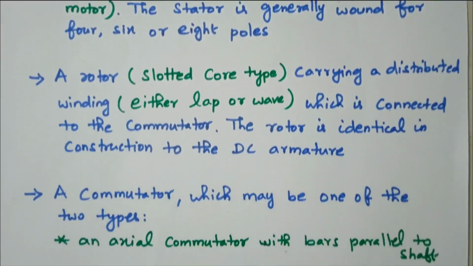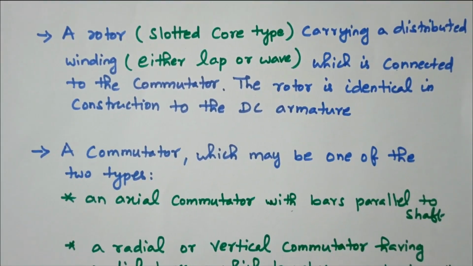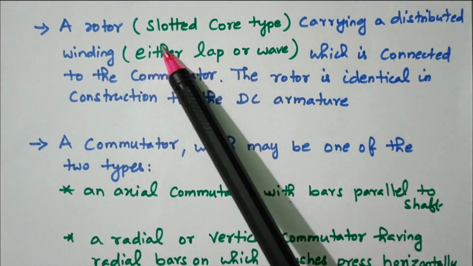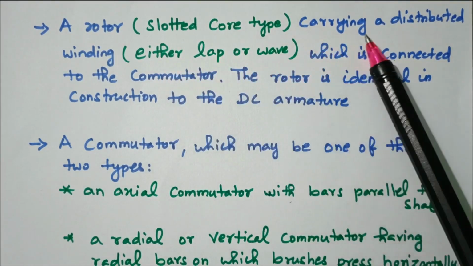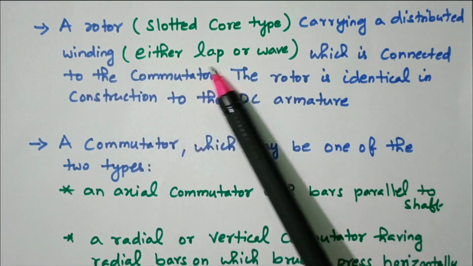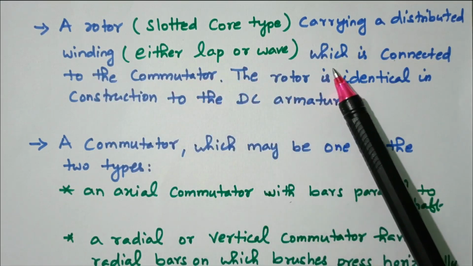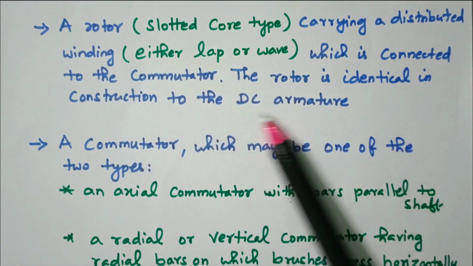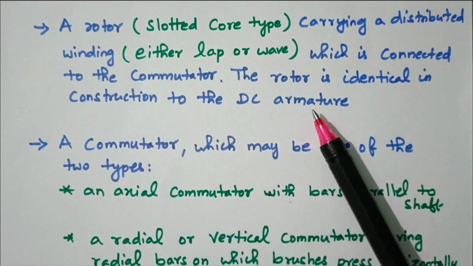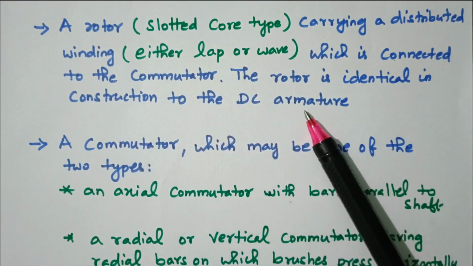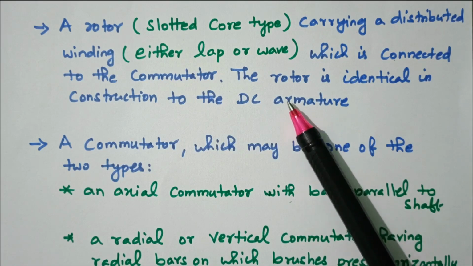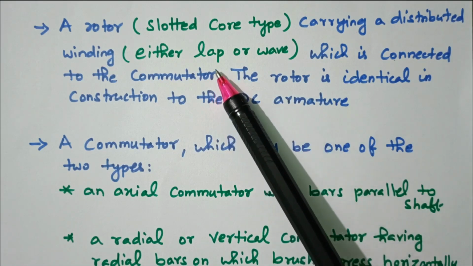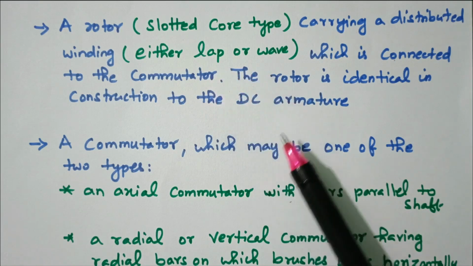Now we'll see the rotor. The rotor is of slotted core type carrying a distributed winding, either lap winding or wave winding, which is connected to the commutator. The rotor is identical in construction to the DC armature. So the rotor is very similar to the DC armature. Brushes, commutator, lap winding, wave winding are very similar to the DC armature.